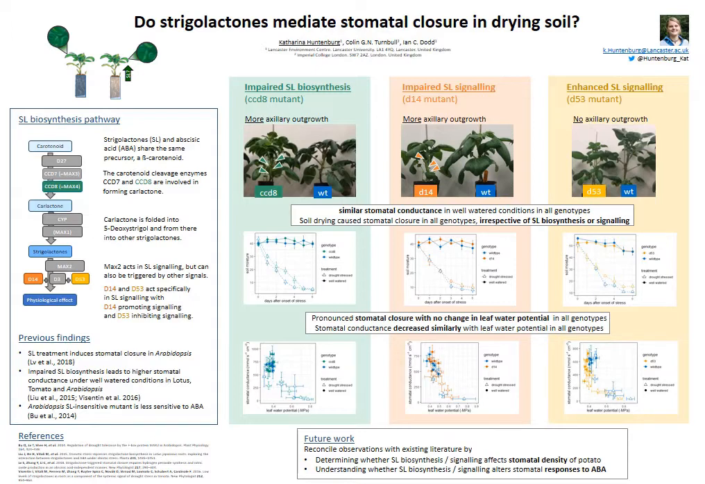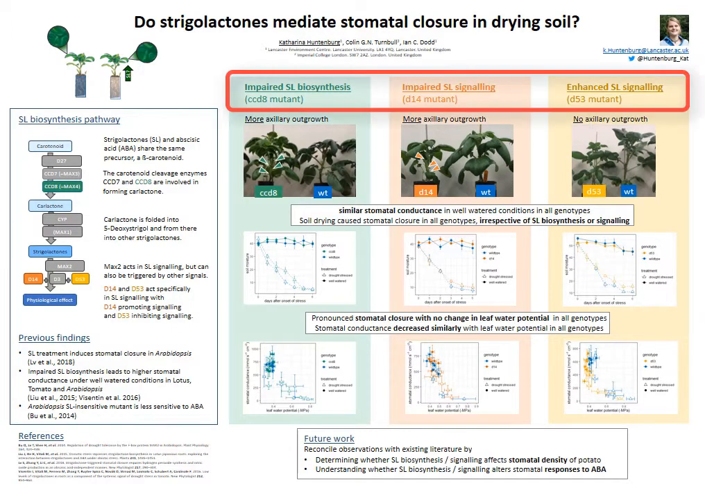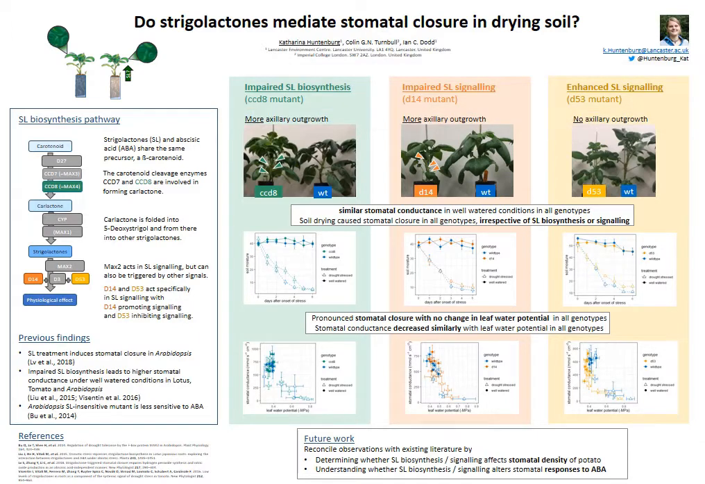So, to find out if they play a role in drought stress responses of potato, I worked with 3 different genotypes. We have a genotype that is impaired in strigolactone biosynthesis, one that is impaired in strigolactone signaling, and one that is enhanced in strigolactone signaling. And I've compared them to the wild type. On the poster, they are all color-coded, and on the left-hand side you can see a diagram of strigolactone biosynthesis and signaling with the same color code, so you can find out where they are impaired.